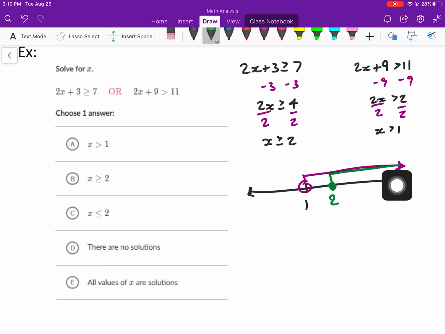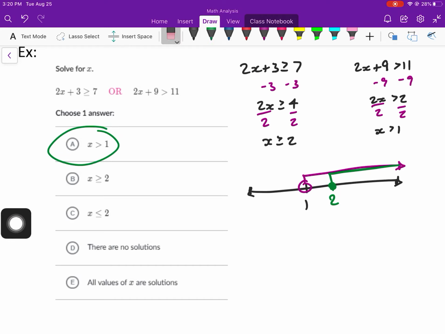So we just have to satisfy one of these. So the green is already actually taken up with all the purple. So we really just have to answer with this. x is greater than 1 because that includes the x is greater than or equal to 2 as well. And it just has to satisfy one or the other. So we'll just go with the purple on that one, which is x greater than 1.